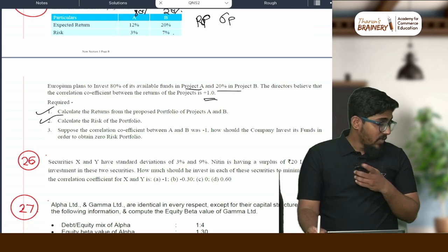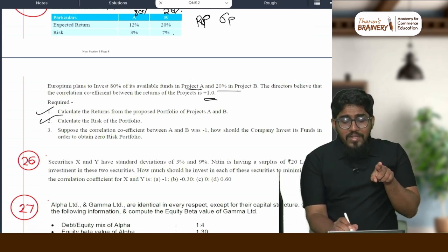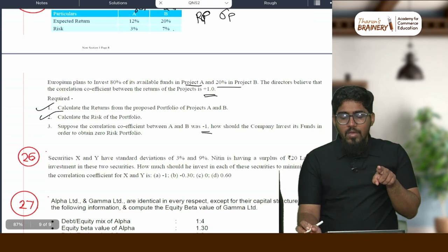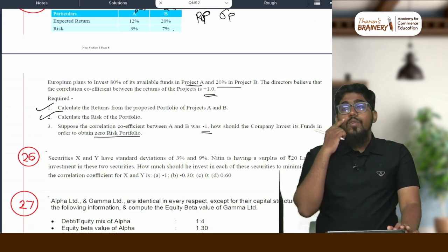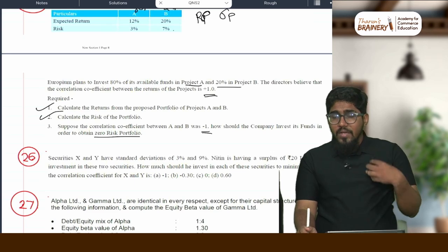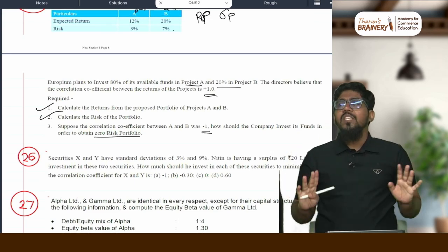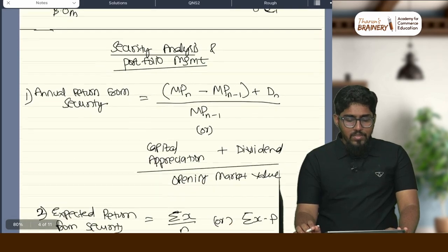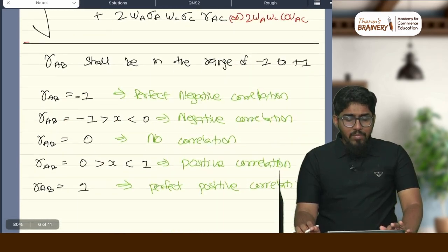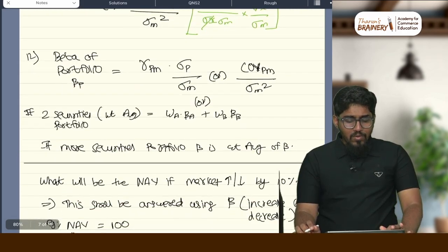Suppose the correlation coefficient is -1. How should the company invest in funds in order to obtain zero risk portfolio? Now from here, introducing a new concept, minimum variance portfolio or zero risk portfolio. Let us come to the notes. Minimum risk portfolio or zero risk portfolio.